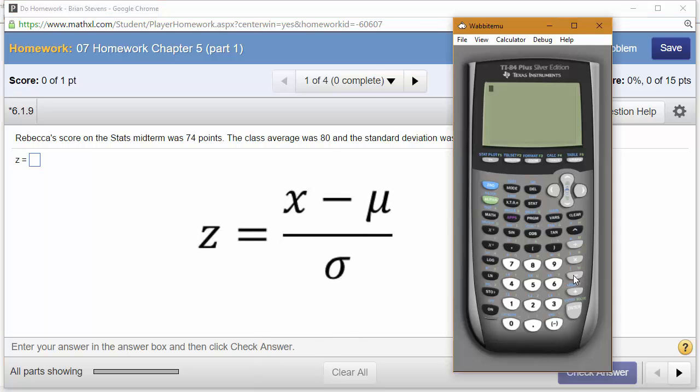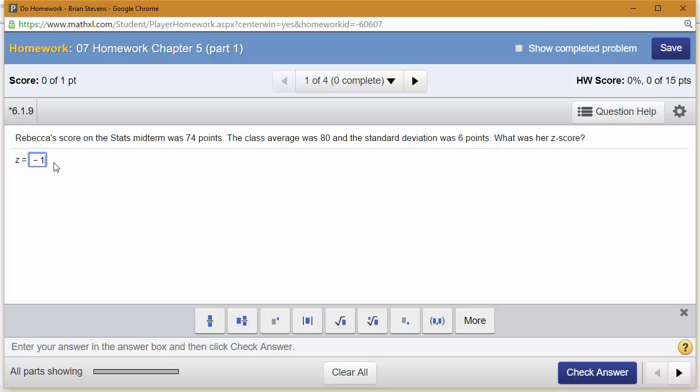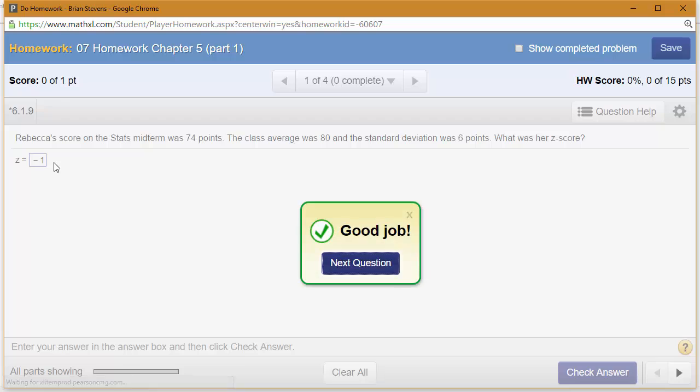The formula will always be observation minus mean, and then this total right here is taken over the standard deviation. Now, if you'll notice, 74 is exactly 6 lower than 80. Just take a look right here. If you go down 6 from 80, you will get to 74. So the z-score literally tells us how many standard deviations an observation is above or below the mean. And that's an important concept to know. So when we see this, she was 1 standard deviation below the mean, so her z-score is -1.